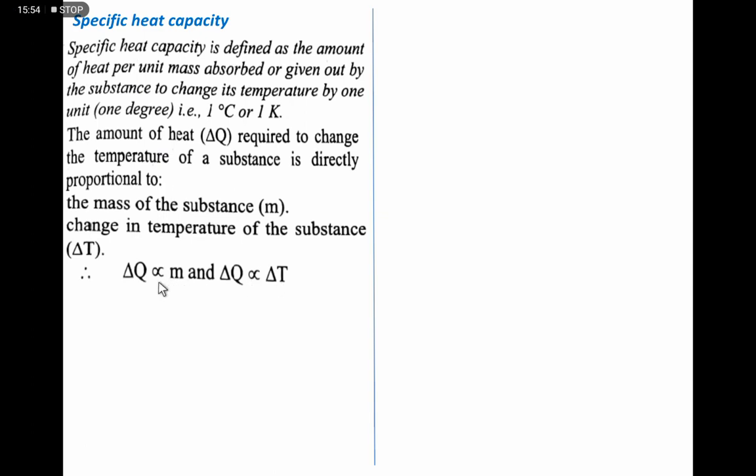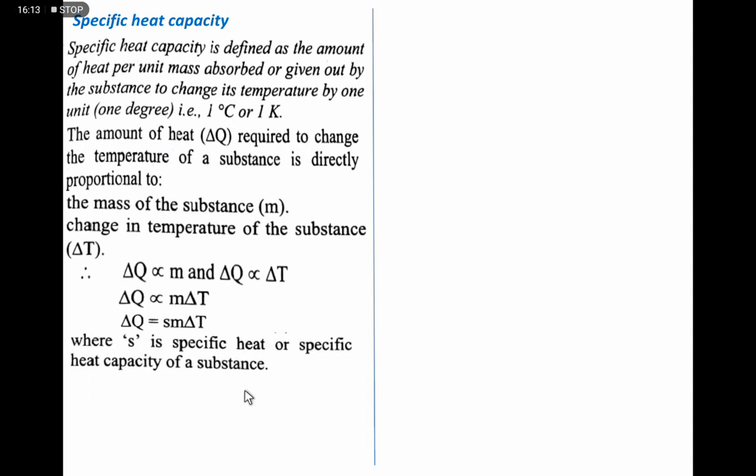So on combining these two statements, we'll write delta Q is directly proportional to M into delta T. So the proportionality sign is removed and the proportionality constant is S. This S is the specific heat capacity of the body, the specific heat or specific heat capacity of the substance. Rearranging this equation, we can determine the specific heat capacity of the substance, and it is S is equal to delta Q by M delta T.